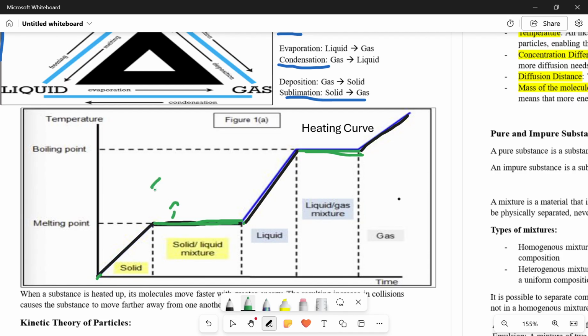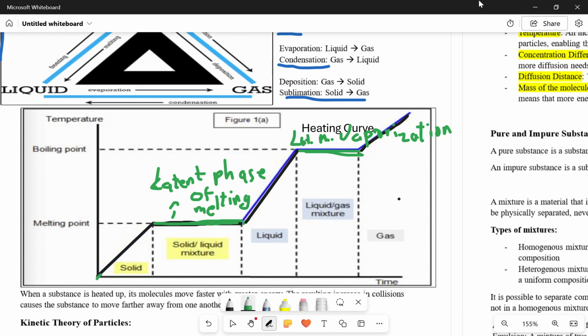This is known as the latent phase of melting, and this is L by the way, the latent phase of vaporization. You don't need to know the latent phases, like label them, but just have a look at this diagram and try to understand.